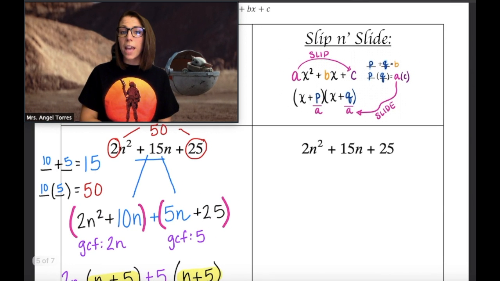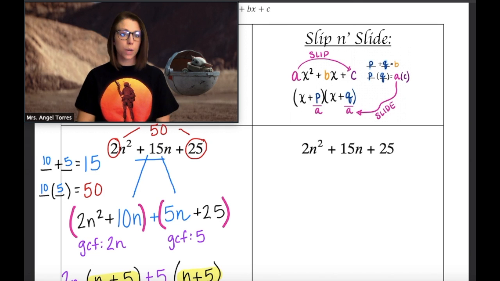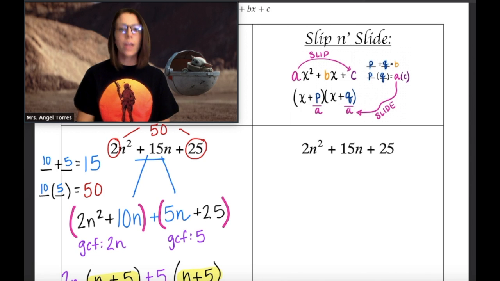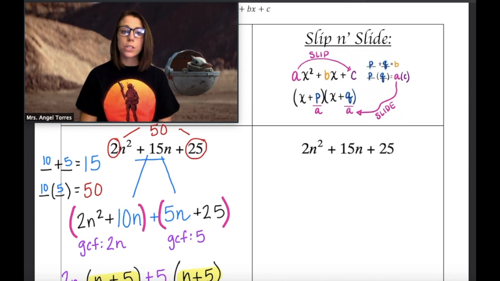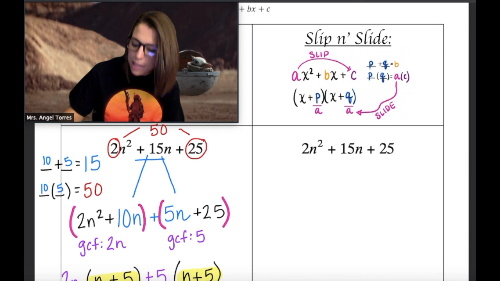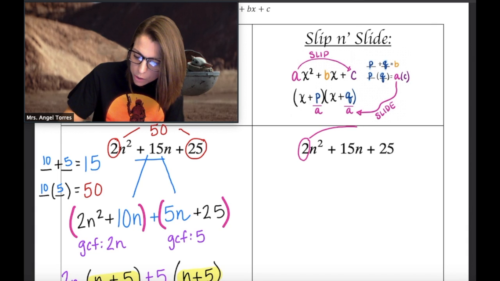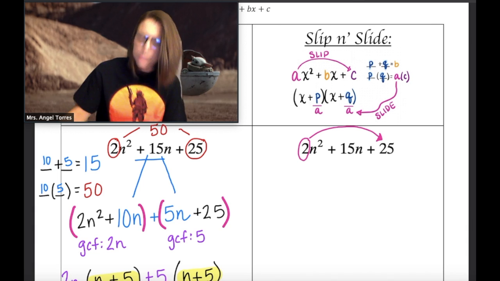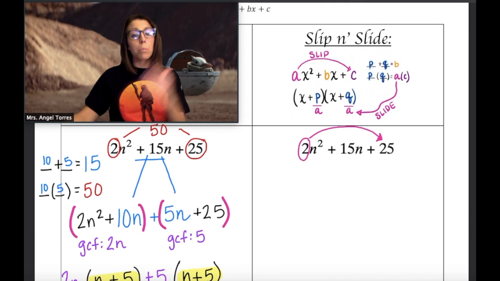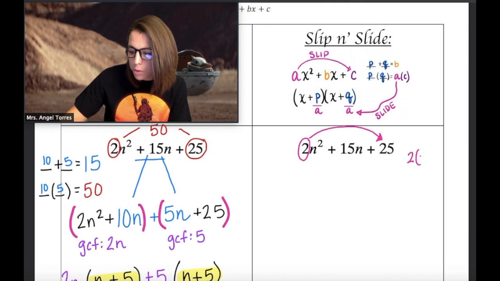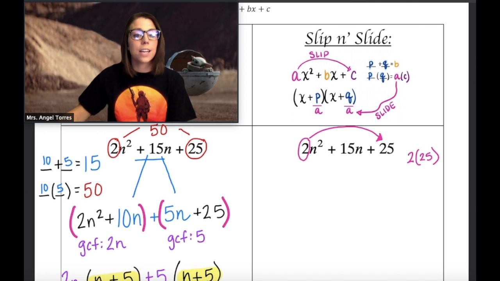Okay, so we have the exact same trinomial 2n squared plus 15n plus 25. We're going to factor it this time using slip and slide. So the first step in slip and slide is in its name. We're going to slip. Now what that means is we're going to grab the leading coefficient and we're going to slip it down to the last term, meaning we're actually going to just multiply 2 by 25. 2 times 25 is, you guessed it, 50.